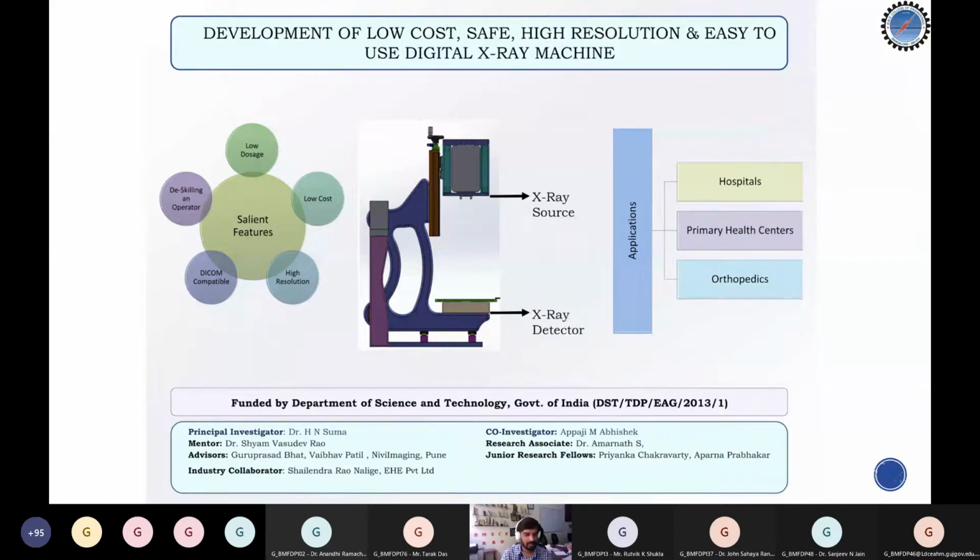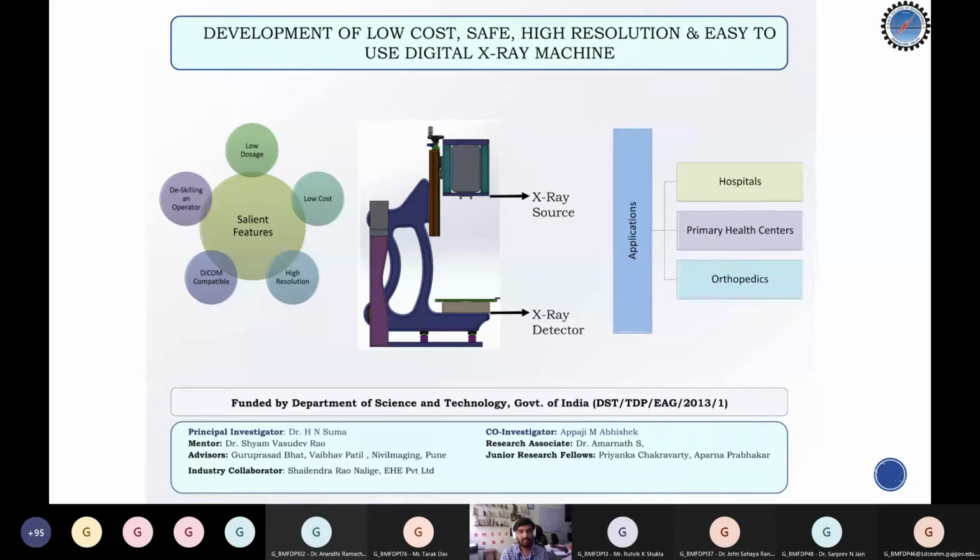With this, we came up with a machine which worked in a focused way, where we used to change the source and detector. It used to travel on the X and Y axes, and then we captured the images. We took those images and stitched them in software, which was very easy.